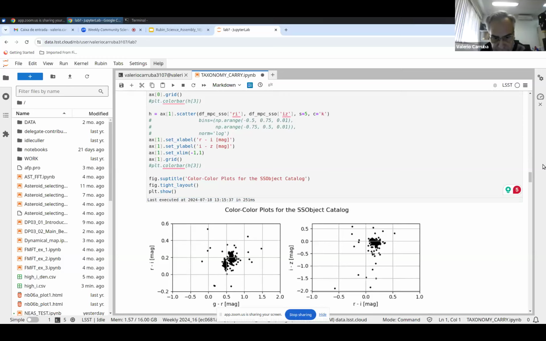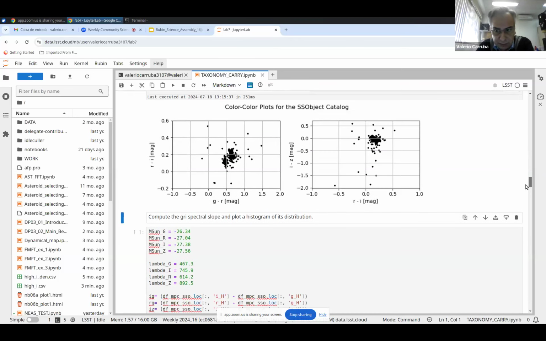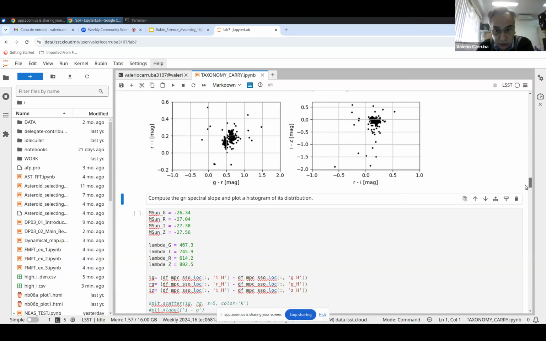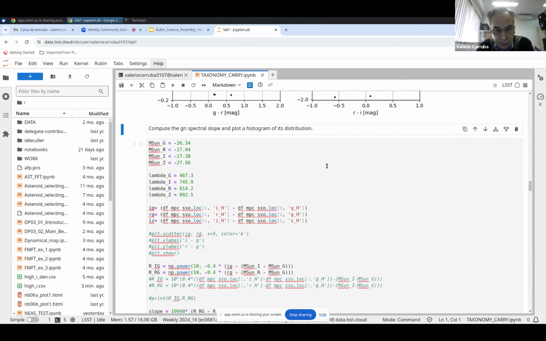They have a bimodal distribution in G minus R and R minus I, and they are kind of concentrated in I minus Z, R minus I diagrams. The unit of measure for these colors is magnitudes. Please feel free to interrupt me at any time if you have any questions or comments. So far, this is very standard. We haven't done much, and much of it was done before in Jupyter notebooks already published by the Vera Rubin.